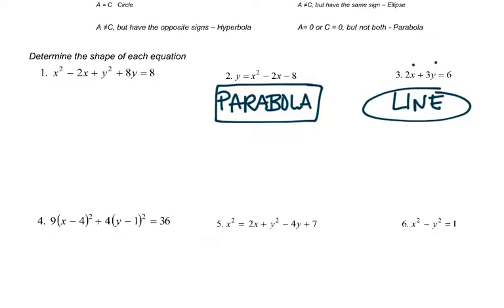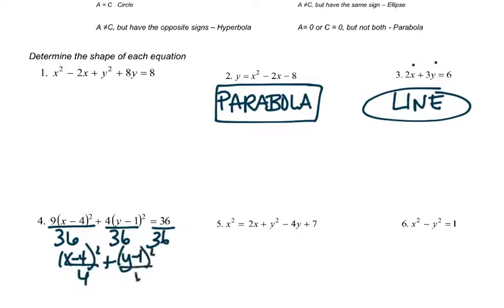Then it gets a little bit dicier, right? So everything else has squareds. One that kind of stands out to me is number 4, because I can divide everything by 36. And when I do that, this is going to be over 4 and over 9. It's a plus in the middle, which is equal to 1. Which one has the plus? Right, the ellipse.